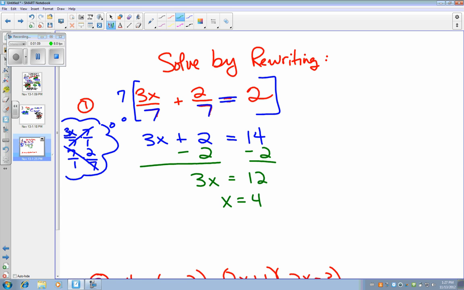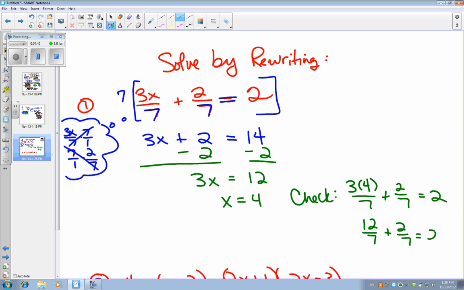Now, when I get an answer like x equals 4, if I'm taking a test or even doing my homework, I always like to check and make sure that it's right. If I'm going to check, I'm going to take the original problem, 3x over 7 plus 2 over 7 is supposed to equal 2. Since I'm saying that x is 4, I'm going to plug in a 4 for x and see if that's true. Is it true that 12 over 7 plus 2 over 7 equals 2?